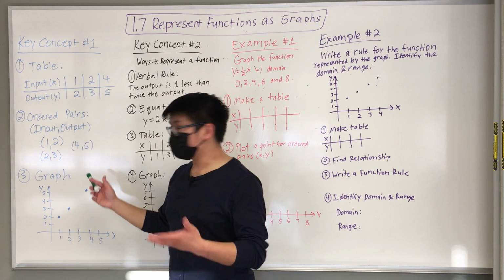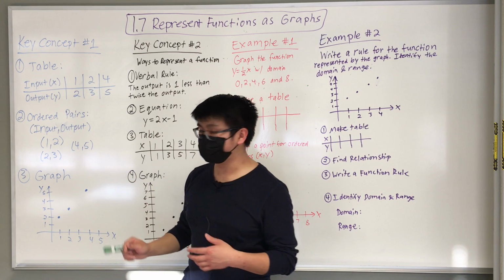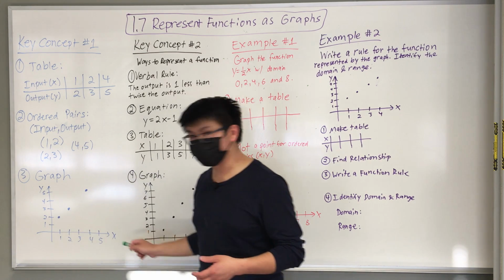So the third thing is to graph it, right? Now that we have the ordered pairs, 1, 2, 2, 3, and 4, 5, we can just graph it. So this is how we would draw a graph, okay?